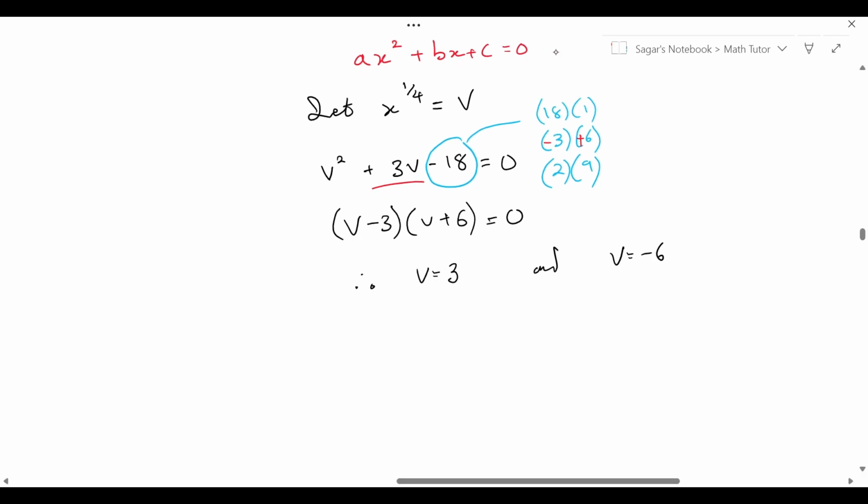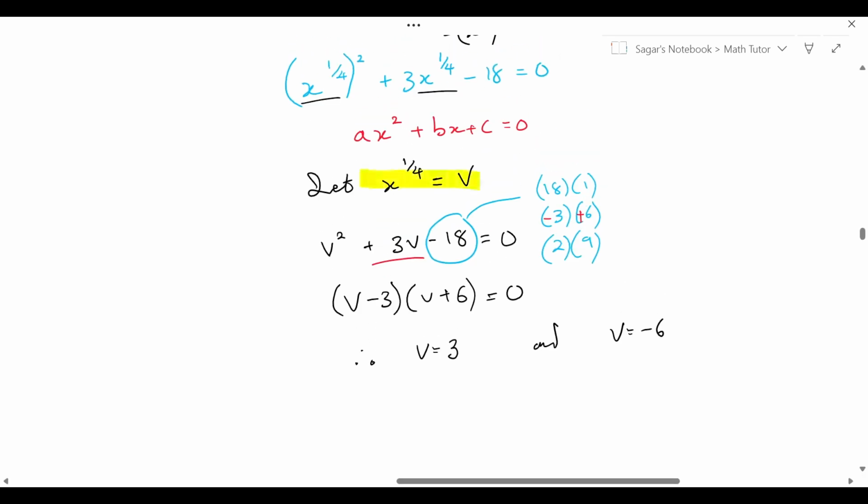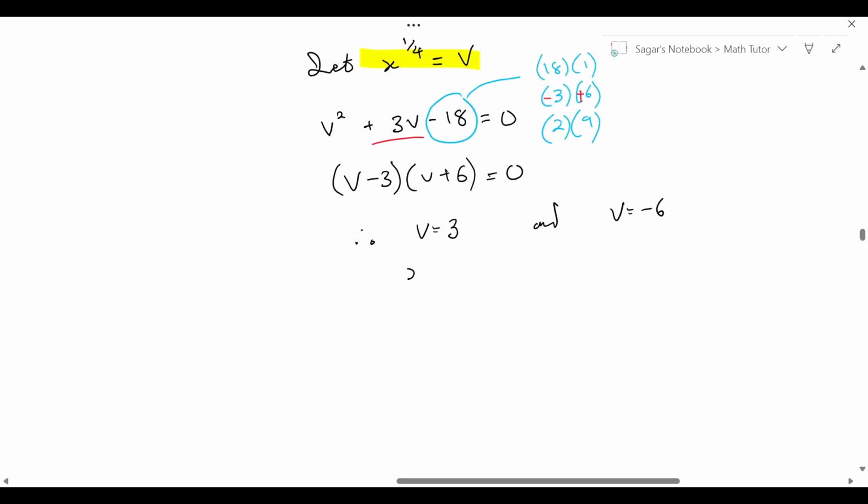Now we're not done yet. We have to substitute x into the equation. So we have x to a quarter equals 3. And now I'm going to raise both sides of the equation to the power of 4. And we are left with 81.